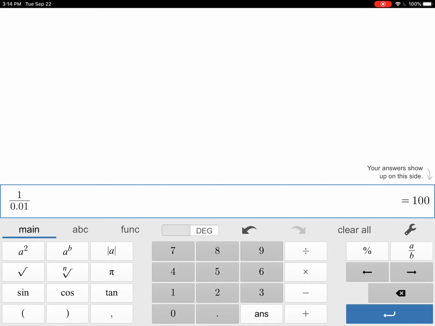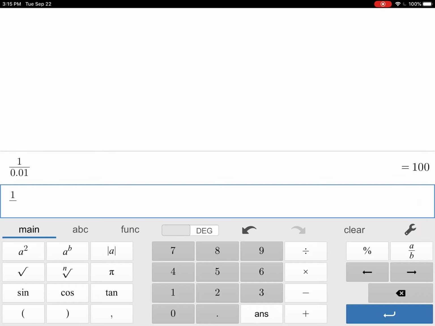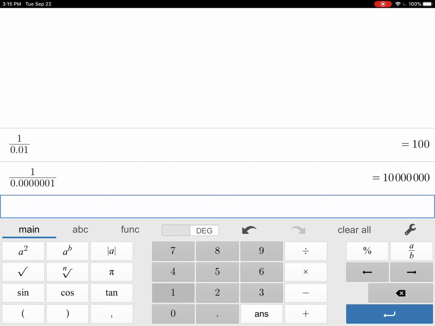It equals 100. That's because if you took 1 and broke it up into groups that are each just 0.01 in size, you would have 100 groups, which makes sense. 0.01 is quite small. But what if I divide by a number even closer to 0? Notice 1 divided by 0.000001 is 10 million.